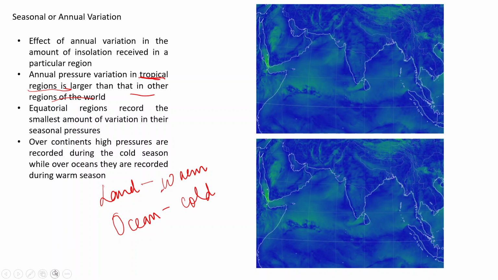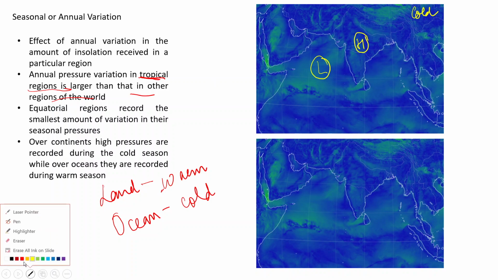Now let us have a look at this important fact, that if we have the cold season, then according to this statement, during the cold season, the pressures on the land mass are the highest. Therefore, the oceans are relatively lower than the land mass. So you must be aware of the fact that during the cold season, during the winter season, the winds blow from the land towards the ocean.